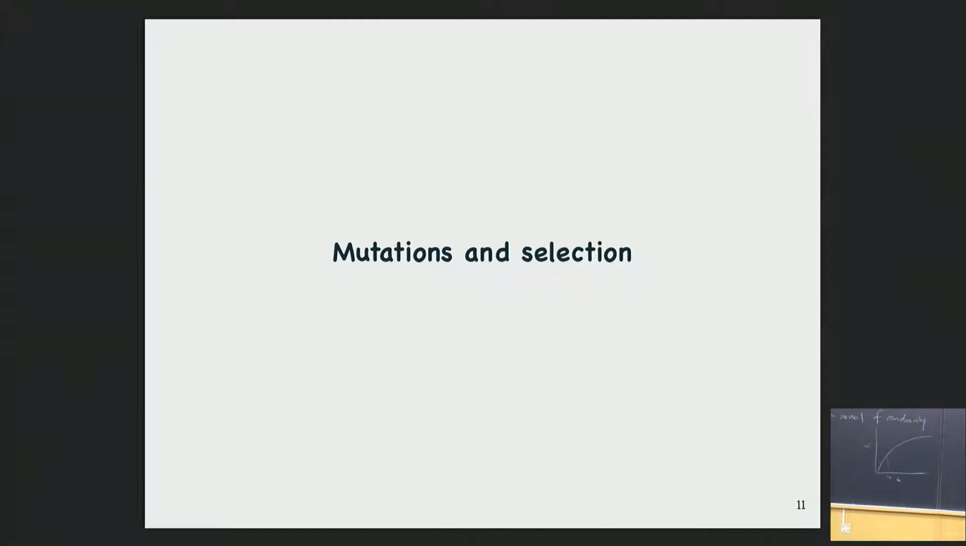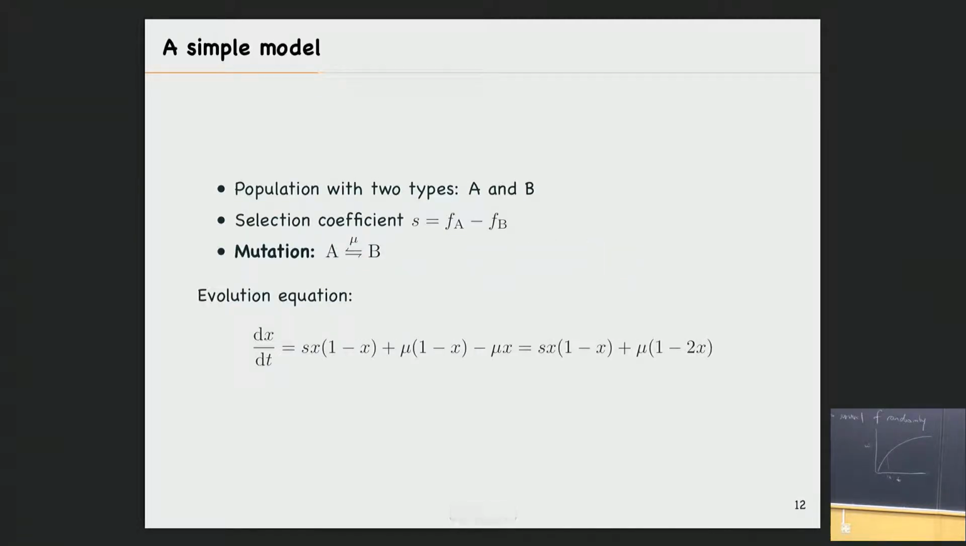Now, let's put together mutation and selection. Let's start with a simple model in which you have only A and B, and we have a selection coefficient S, which is the difference between the Fisher fitness of A minus the Fisher fitness of B. In this case, S positive means that A is selected positively, but we have a mutation probability that A goes into B and vice versa. You write down the evolution equation for X, which is the fraction of A individuals in the population.